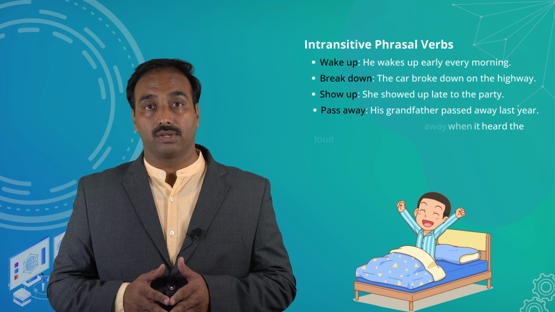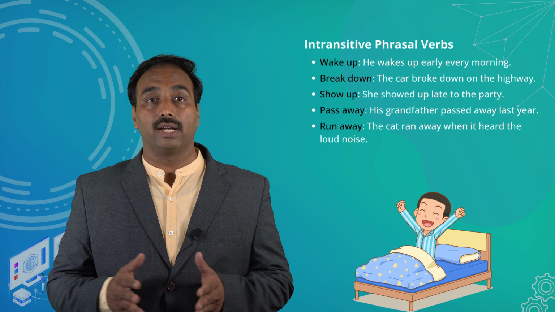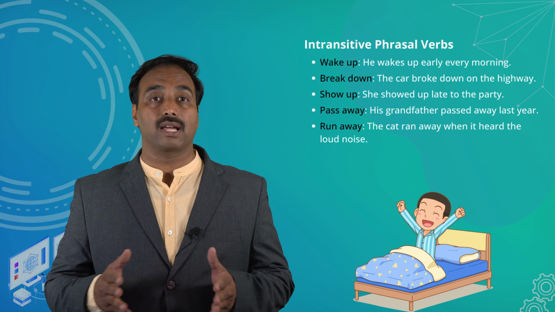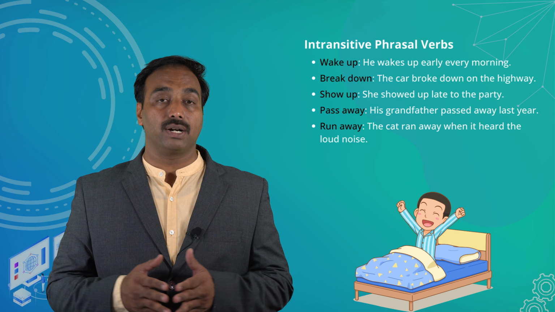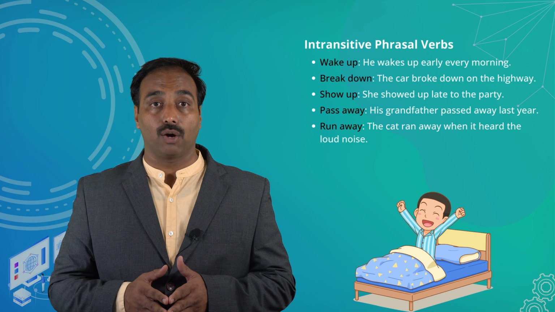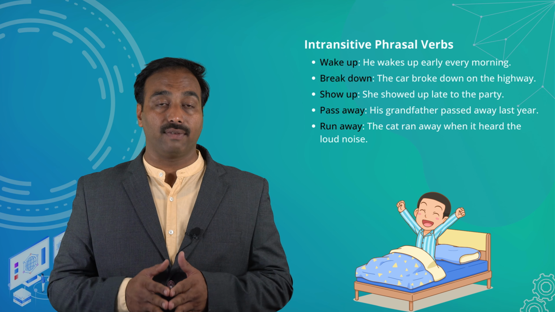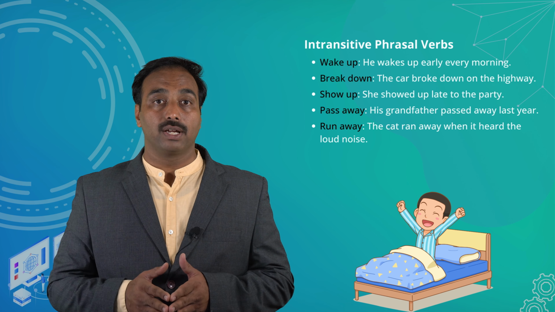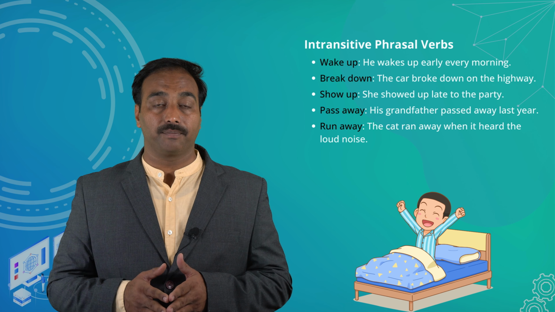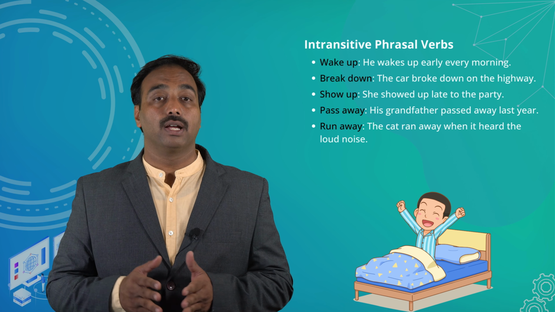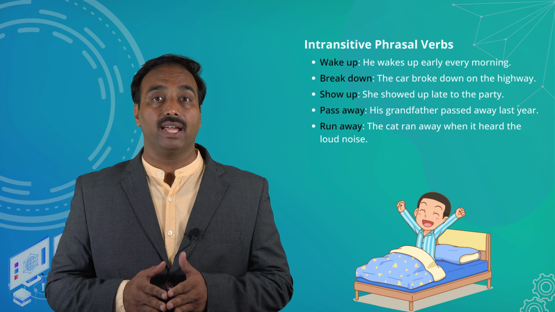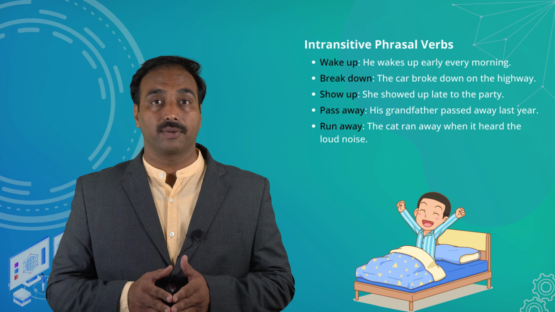Intransitive phrasal verbs. These verbs do not require a direct object and can stand alone as complete actions. For example, wake up. He wakes up early every morning. Break down. The car broke down on the highway. Show up. She showed up late to the party. Pass away. His grandfather passed away last year. Run away. The cat ran away when it heard the loud noise.